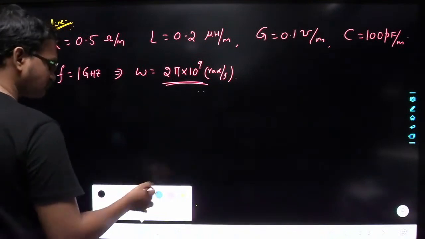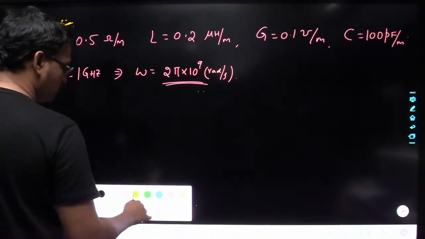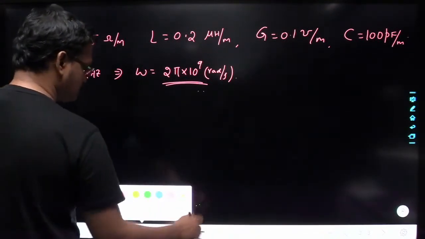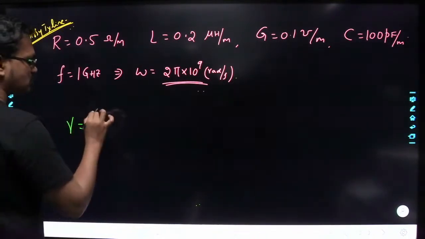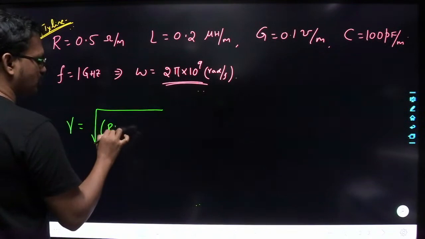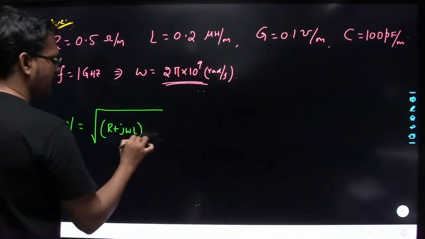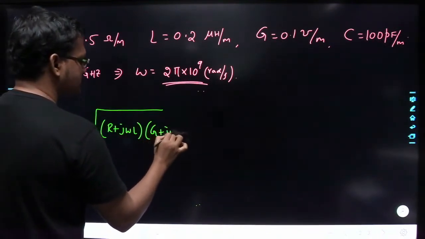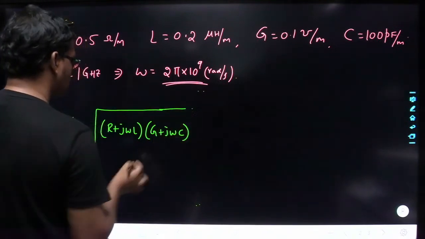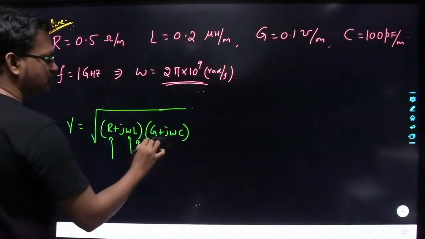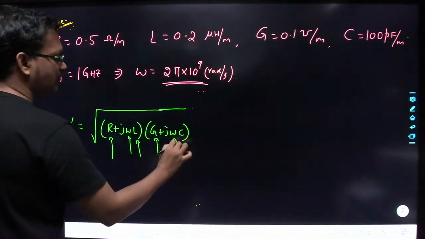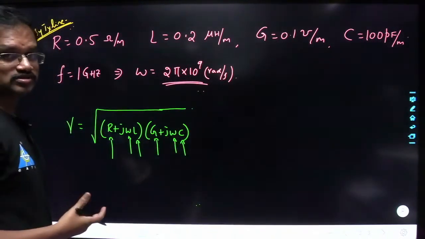Sir, we don't want to remember all the formulas. If you don't want to remember all those formulas, then you can do directly. That is, we know that gamma is equal to what? Gamma is equal to square root of (r plus j omega L) into (z plus j omega c). So you have to substitute r value, omega value, L value, here z value, omega value, c value. Then you have to simplify.